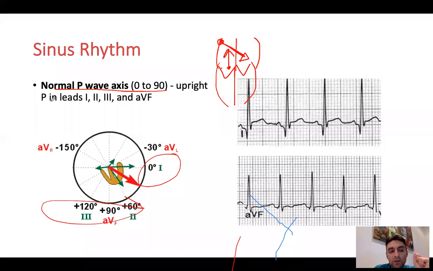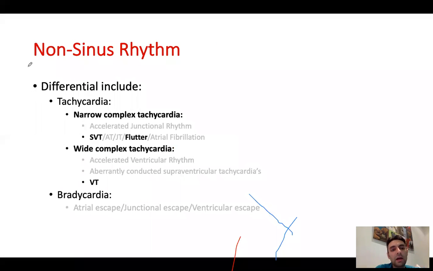You have to know it, because this way you know what's atrial tachycardia, what's sinus tachycardia, what's sinus node dysfunction, and all the varying atrial rhythms. So if you have non-sinus rhythm, you ask yourself, are we tachycardic or bradycardic? And for tachycardic, do we have narrow complex tachycardia or wide complex tachycardia? And accordingly, you figure it out.